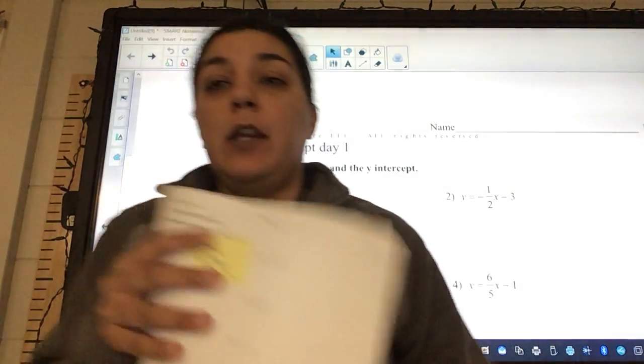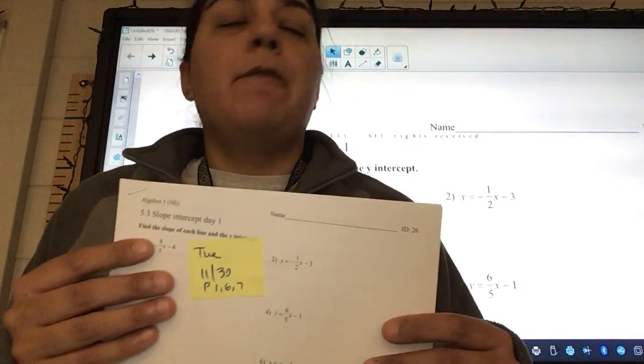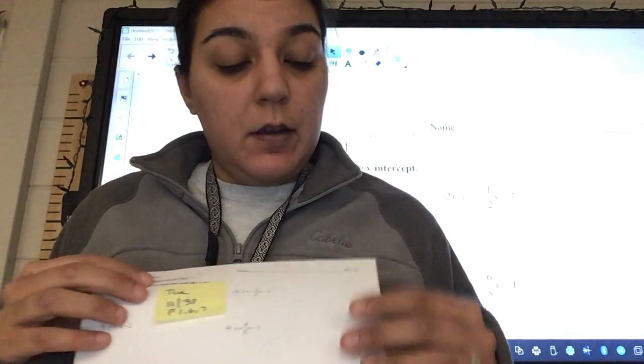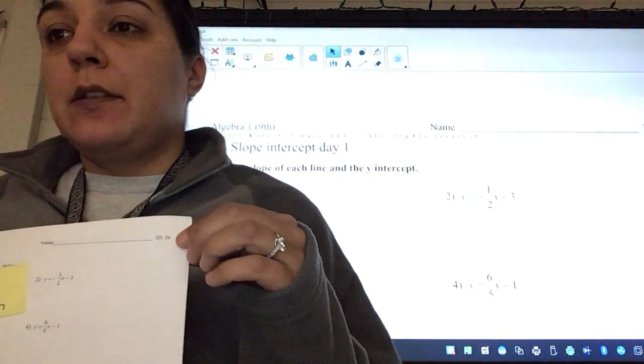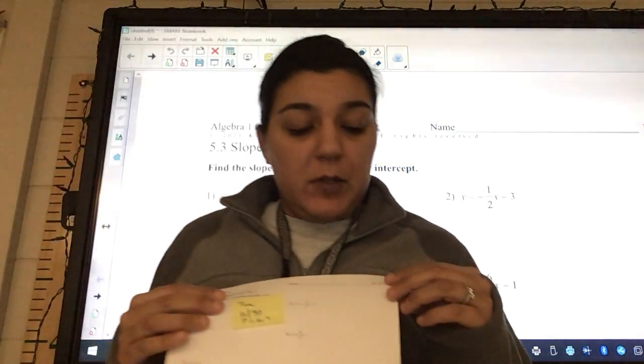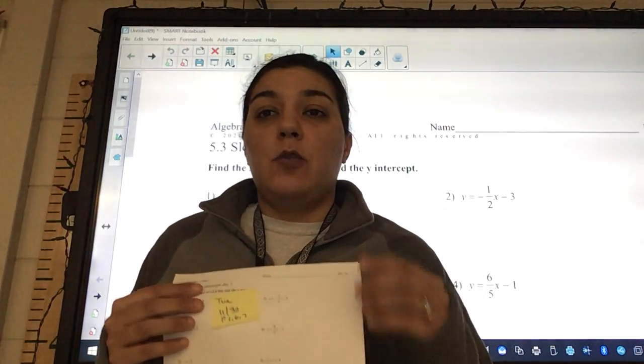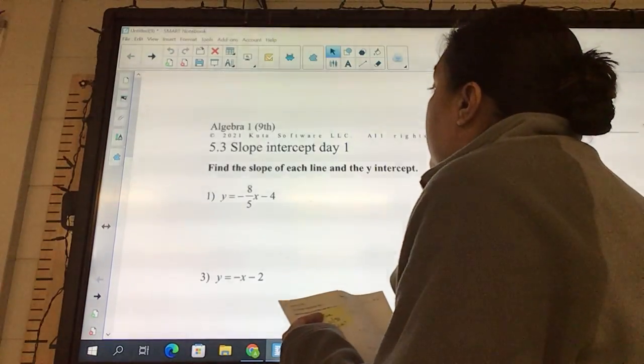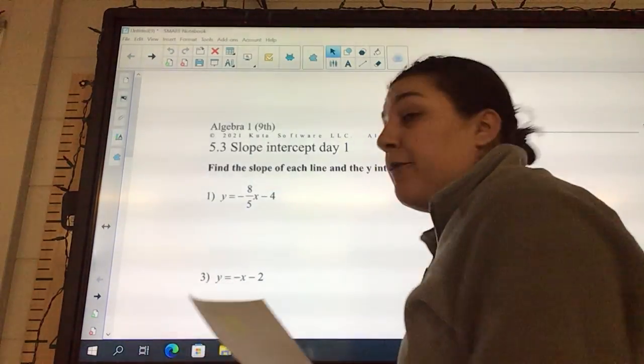You should be working on 5.3 slope intercept day one. It should say ID 26. I know sometimes subs mix it up, so make sure that's the sheet that you have today. Today we're going to be doing slope intercept form.